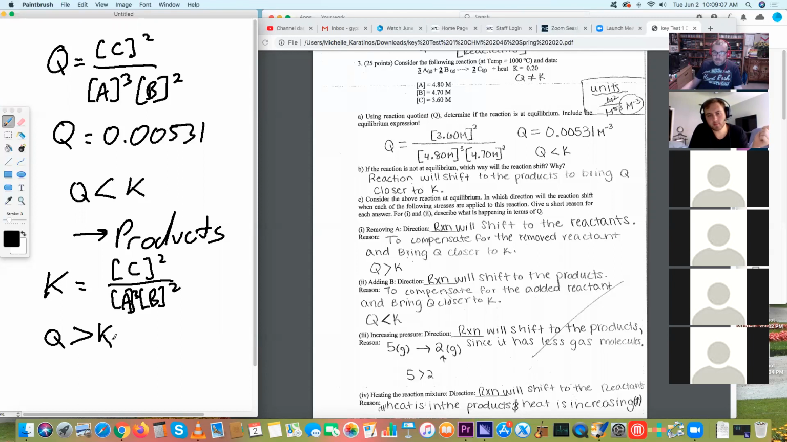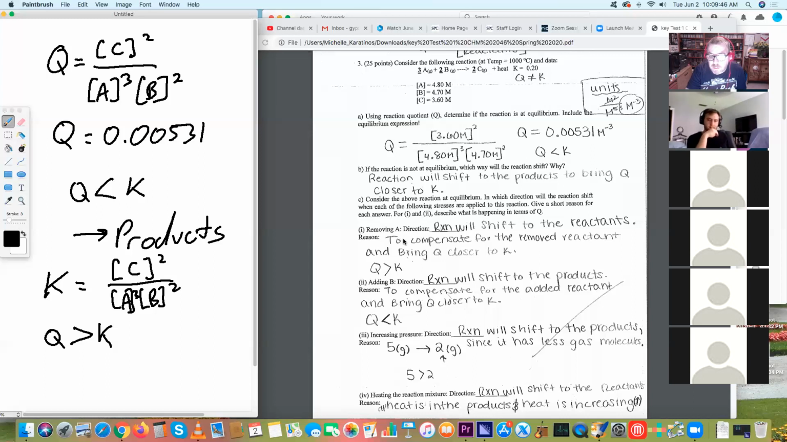Yes. But if our products are bigger, then it's going to stay to the product side. Like it's going to lean right. Well, you mean if we added C or removed C? We're talking about question 3, part C, part 1. This one here. I'm looking at this one here. Okay. Sorry, I was unprepared.